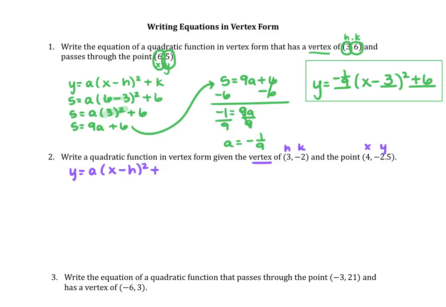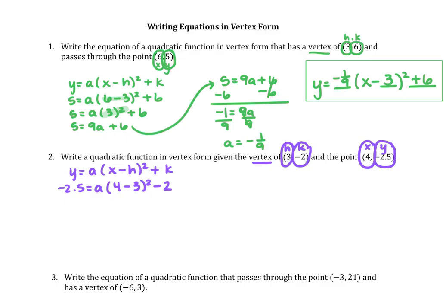Then I'm going to plug in what I know. Y is negative 2.5. I do not know a. X is 4. Minus h is 3 squared, and k, see how it's a negative 2? I'm just going to replace that plus sign with a minus 2.